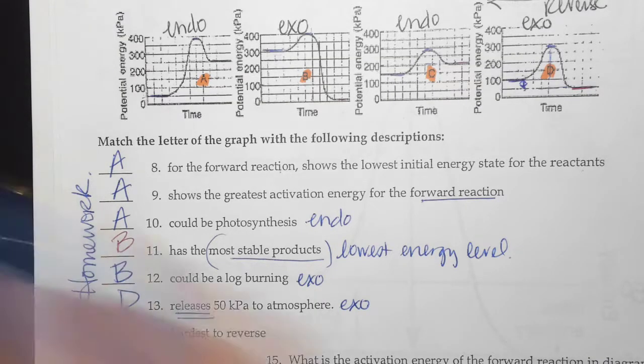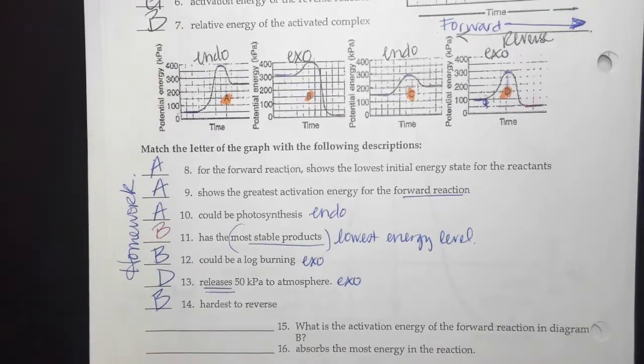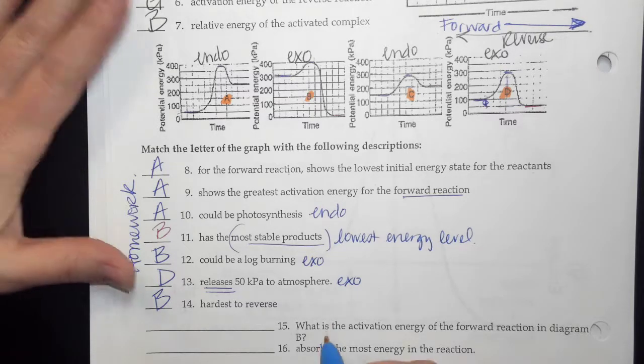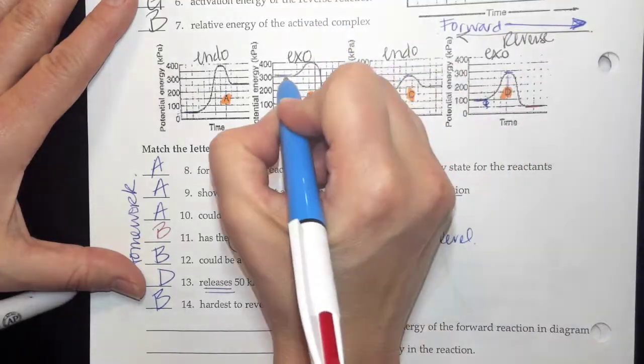All right, almost done. What is the activation energy of the forward reaction in diagram B? So let's ask Zach Yoakum. What is the activation energy for the forward reaction in B? 100 kilojoules. Very good. 100, and the label actually is kilopascals. Kilojoules would be a unit of energy as well. I'm just going to read it off of the graph they gave, kilopascals.